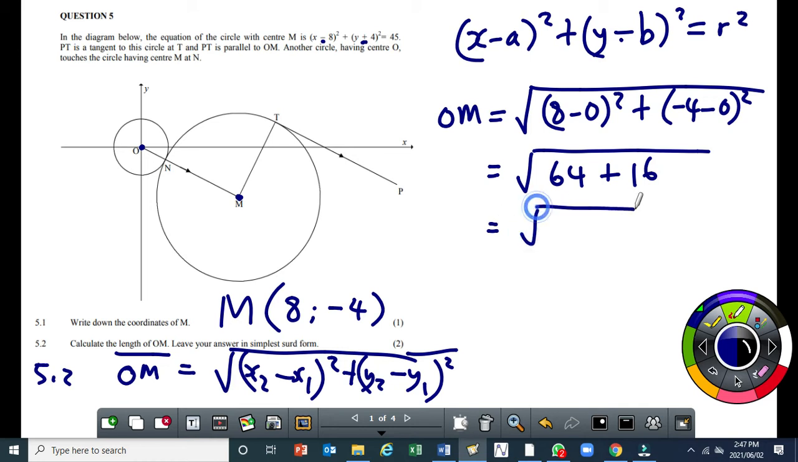So I'll get the square root of 80, which I can write in many ways. 16 times 5 gives 80, so this will be 4 square root of 5 units. Because they said, leave your answer in simplest surd form. So in simplest surd form, the answer will be 4√5 units. Okay?